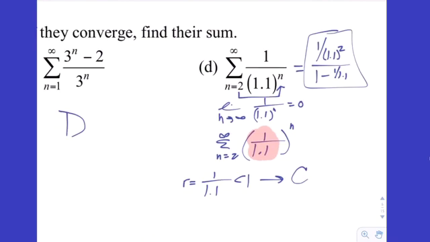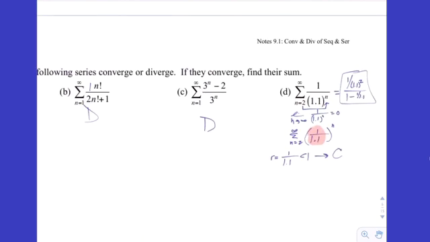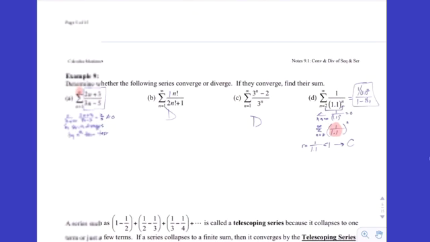All right, so there you go. If something converges, it's not by the nth term test. If it's a geometric series, not only can we say it converges definitively, we can find the sum. All right, so good so far.